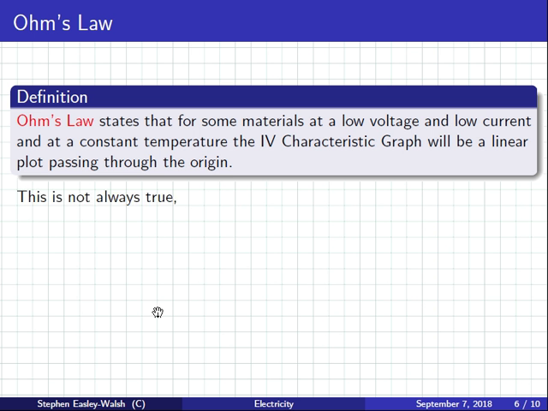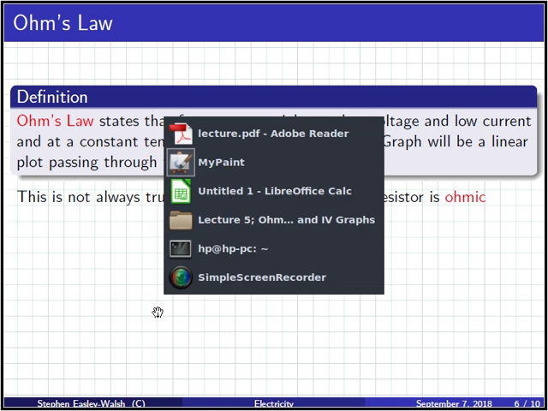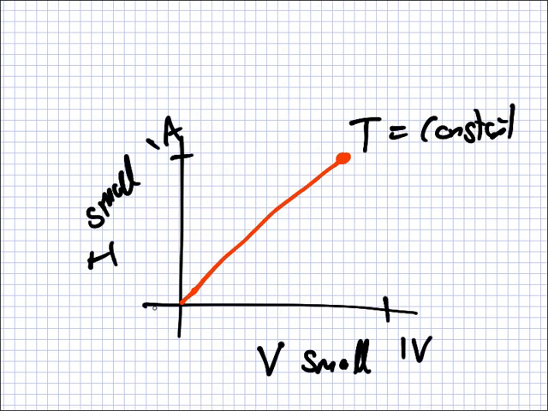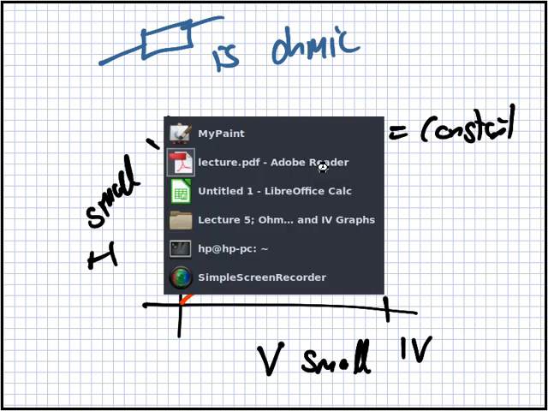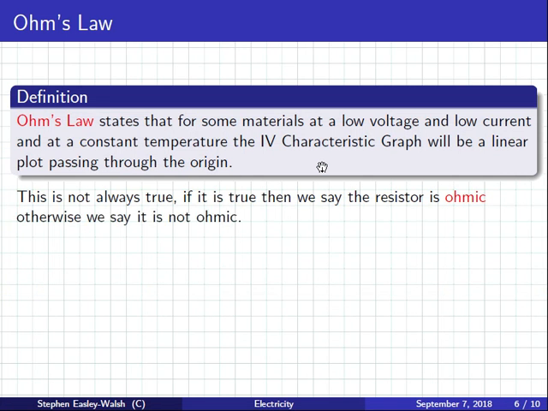Okay, now, this is not always true, as I said. If it is true, then we describe the resistor as ohmic. So, if we do have this graph, then we can say the resistor is ohmic, if this is true. Otherwise, we say it's not ohmic. So, ohmic is the adjective.